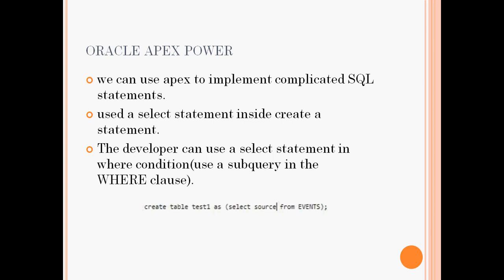So first, Oracle will implement the subquery and the result of the subquery will be used in the main query. So here in the example, create table test1, the name is test1, as select source from events. So first it will implement the subquery for the select statement, and Oracle Apex will select the table field source from table events. Then it will create a table similar to the result it got from the select statement.